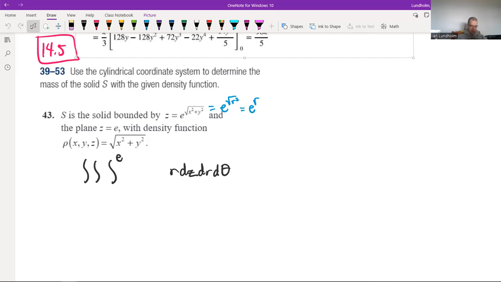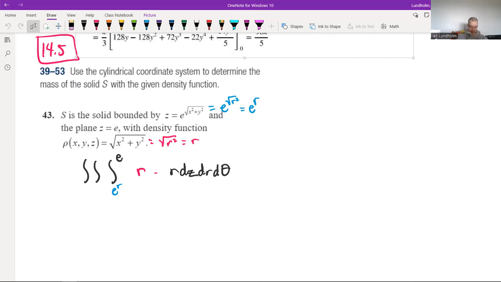And so I think e to the r is a good lower bound there. The density function here is the square root of x squared plus y squared, which is the square root of r squared as well, which is r. And so I think we put that inside of our integrand.